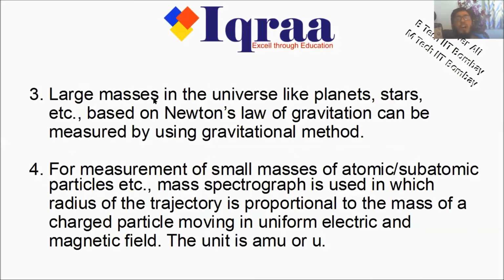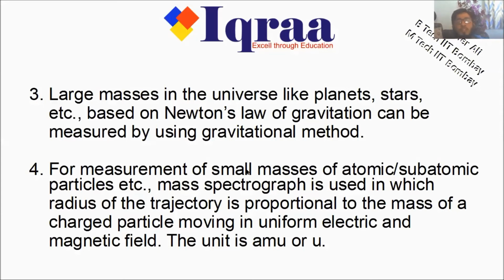If you want to measure large masses in the universe, like the mass of planets or stars, then we basically use a method like Newton's law of gravitation, where the force of attraction between the two masses is proportional to the masses, and F is equal to G m1 m2 upon r square. By using such indirect techniques of measuring the force, we can calculate the mass of the planets.